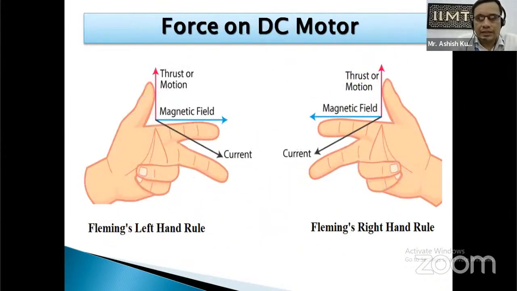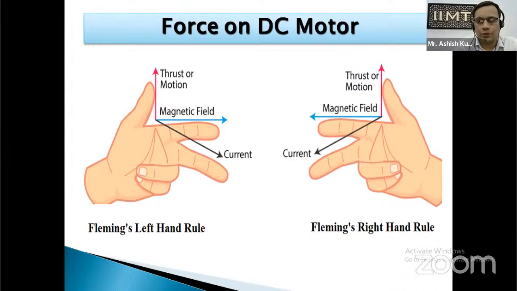While discussing the working principle, the direction of current induced or the direction of force produced on the motor is given by Fleming's rules. Fleming's left-hand rule is applicable for DC motors, or we can say motors, and Fleming's right-hand rule is applied for calculating the current induced in a generator.